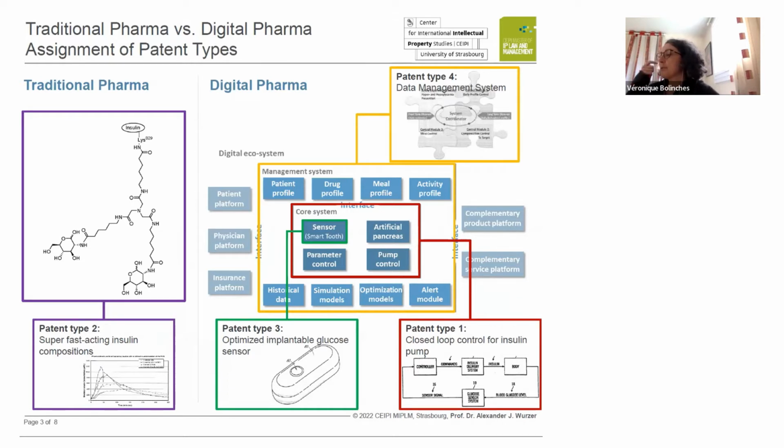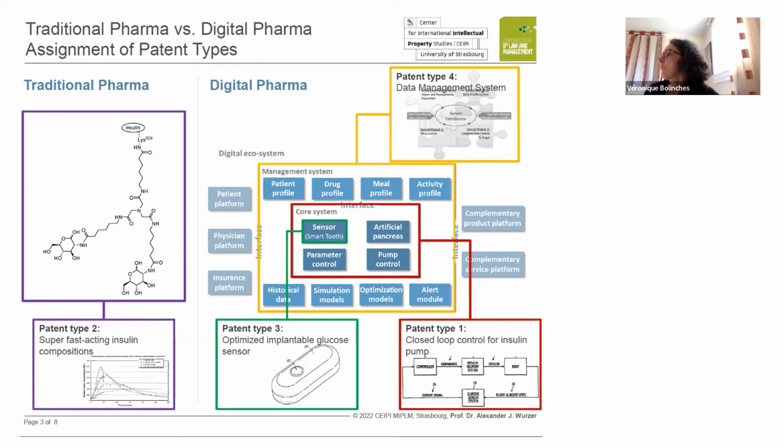So first, what is a patent type? A patent type describes a class of established problem-solution combinations related to a business model or part of this business model. If we look at the traditional pharma business model, we have one patent type, which is number 2. This patent type is related to a super fast-acting insulin composition, and it's for the whole business model.